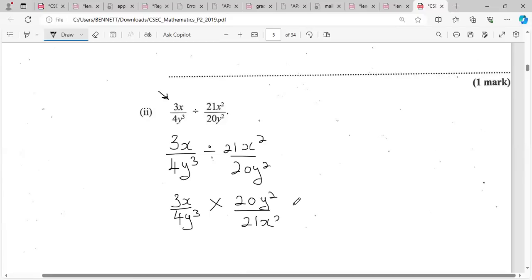Now I'm going to do it the longest way. I'm going to say 3 times 20, that is 60. And then I have x times y squared, which gives me xy squared. 4 times 21, that's 84, right? So that's 84. And then I have x squared y to the third.